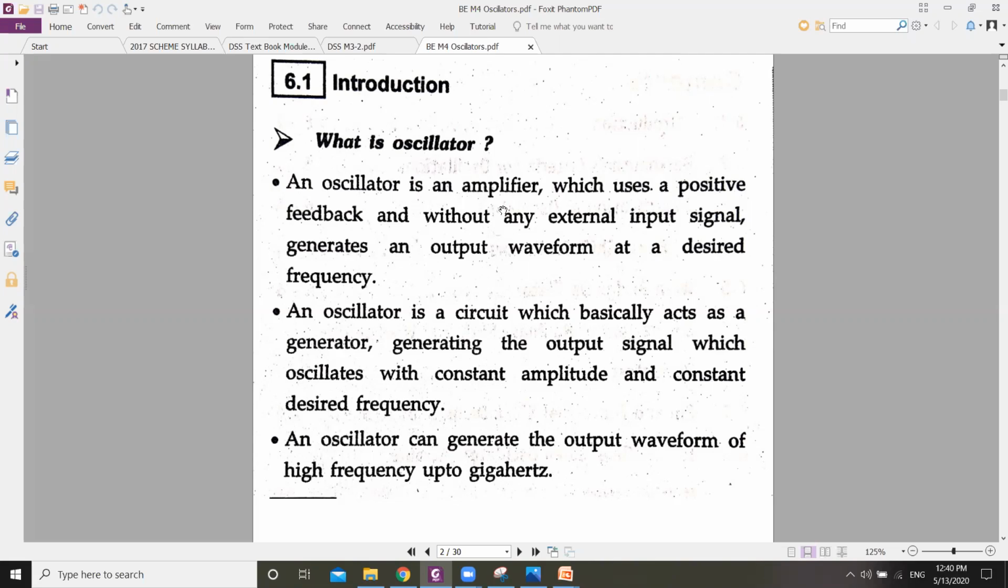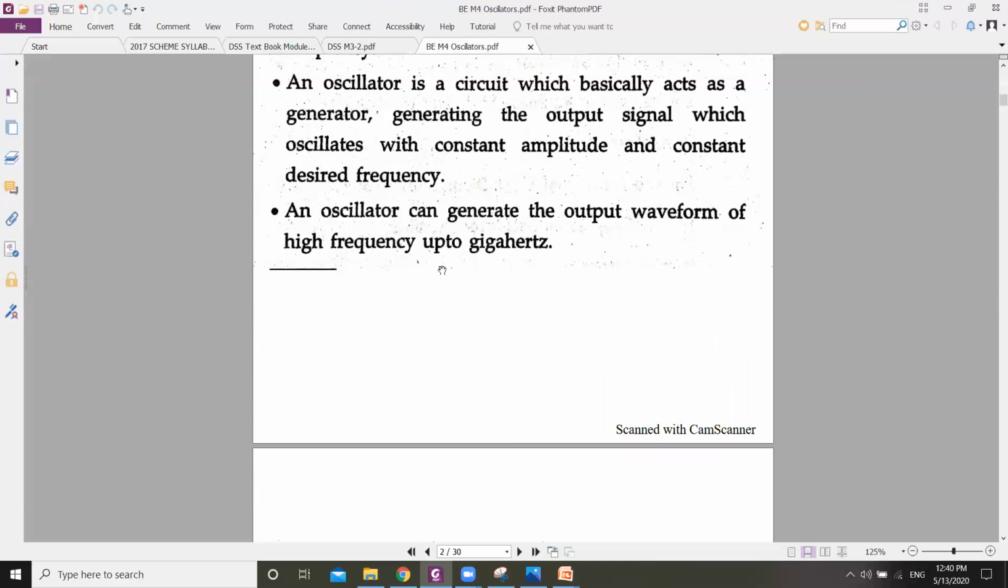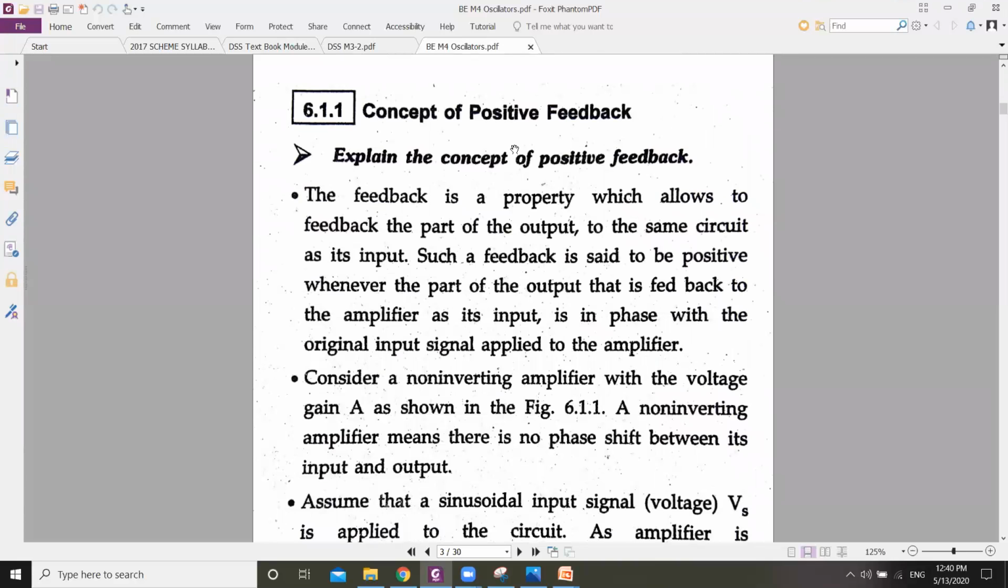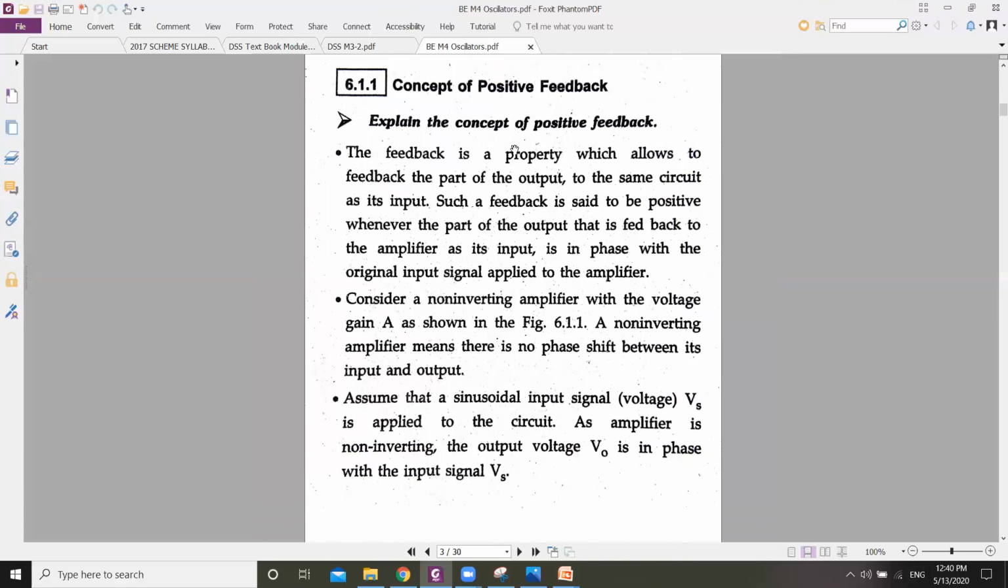What is an amplifier? You have discussed this in the whole module. Okay. Now let us try to understand what is positive feedback, in the next topic. So that is what is there over here: the concept of positive feedback.